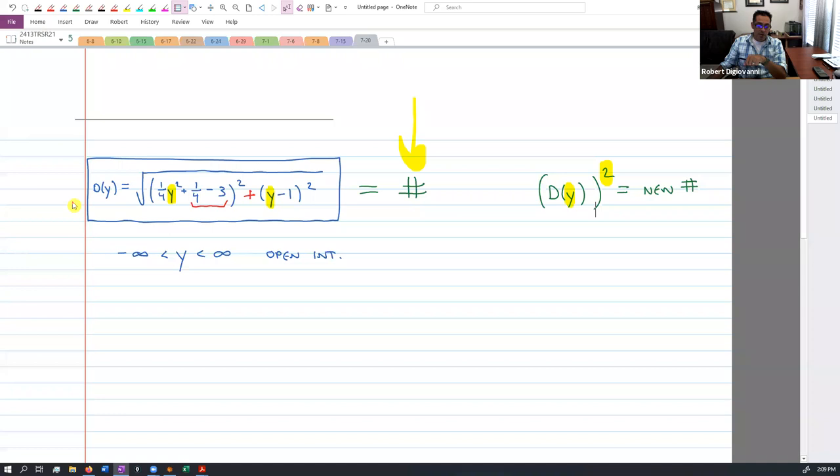So a lot of times what books and authors will do is they say, okay, instead of doing this, I'm going to look at the distance squared. And when they do that, they get rid of the square root. So what they have is this.